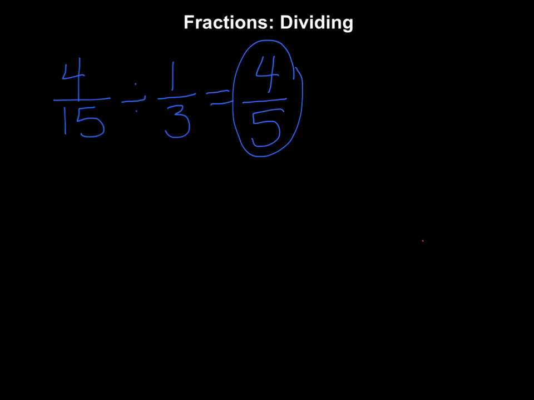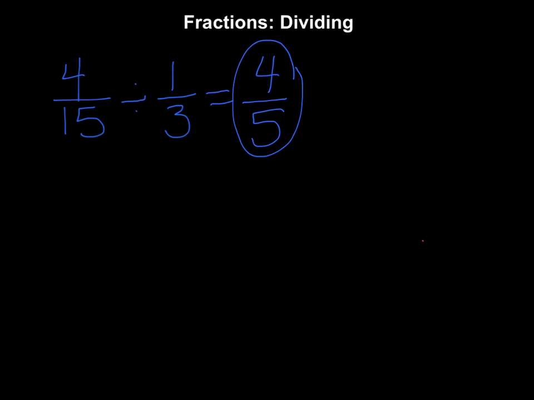In this video we're going to look at how to divide fractions. So let's do 4/15 divided by 1/3. Now if you've watched the other video on multiplying fractions, you saw that we can just multiply across. Well, since multiplication and division are related, it turns out we can do the same thing. So 4 divided by 1 is 4, and 15 divided by 3 is 5. And so our answer is 4/5.